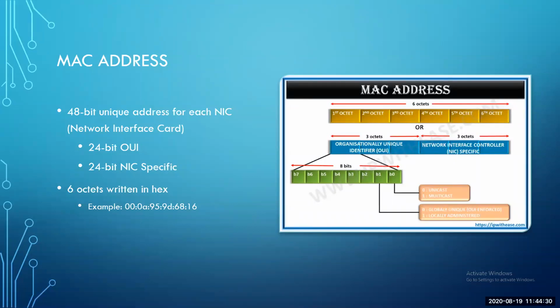So my question for you all is, given that the last 24 bits are unique for that network interface card, how many different network interface cards can one organization have? We have 24 bits, so how many different unique addresses can there be?